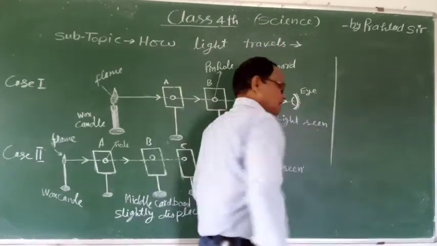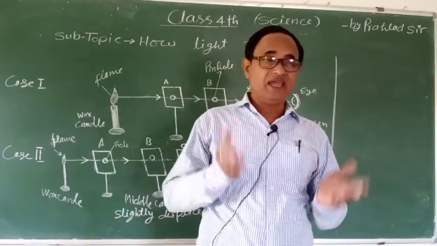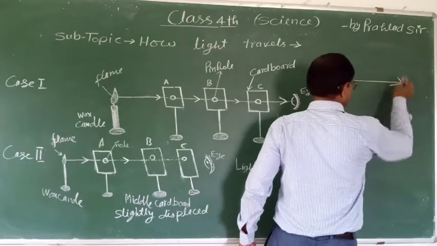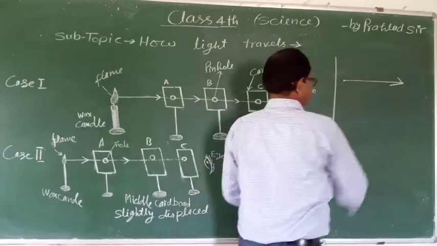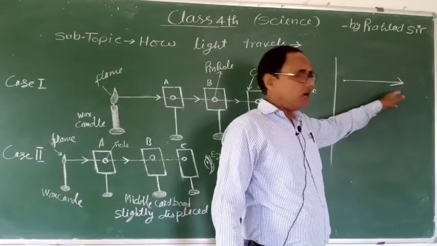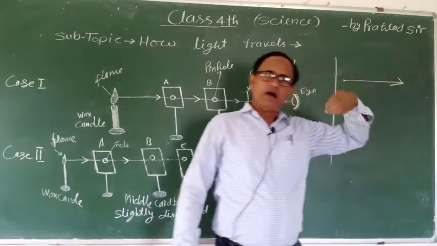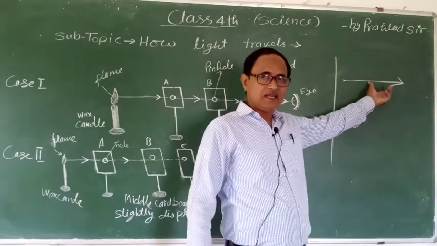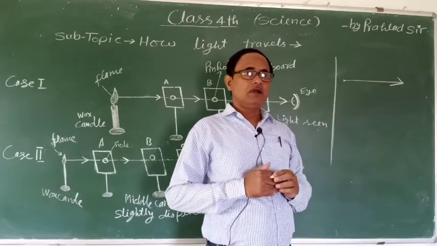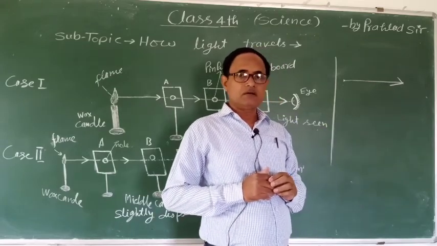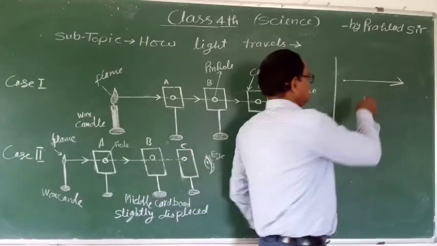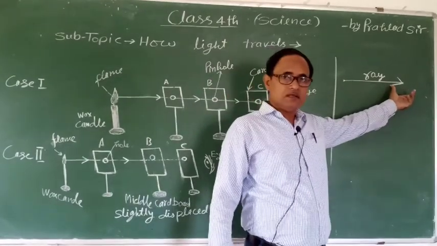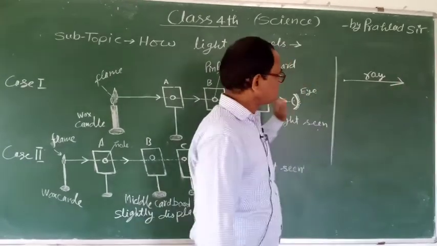Here, what is the difference between ray and beam? This is known as a ray. A line of any length starting from a point and travelling a finite length is known as a ray. This shape, or this length, is a ray.